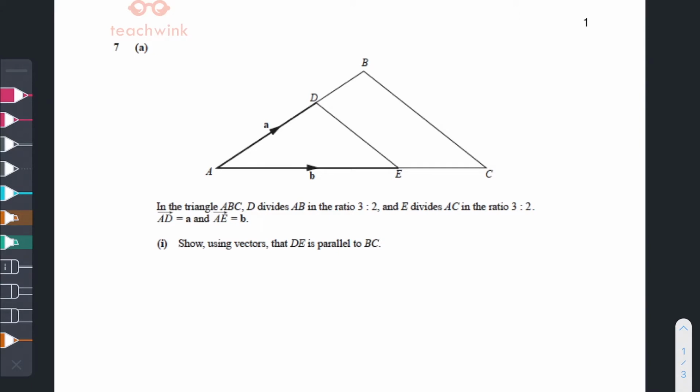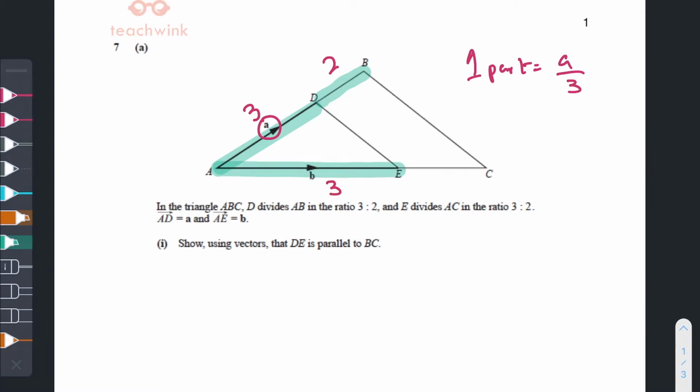In order to do that, first we need to understand that the value of A that we have over here, this is 3 parts and this over here is 2 parts, right? So each part over here will be, since A is divided into 3 parts, one part of this would be A over 3, right? Now, for the next one, if you go from A to E, this consists of 3 parts again, and from E to C, this consists of 2 parts. So one part on AC is going to be equal to B over 3.